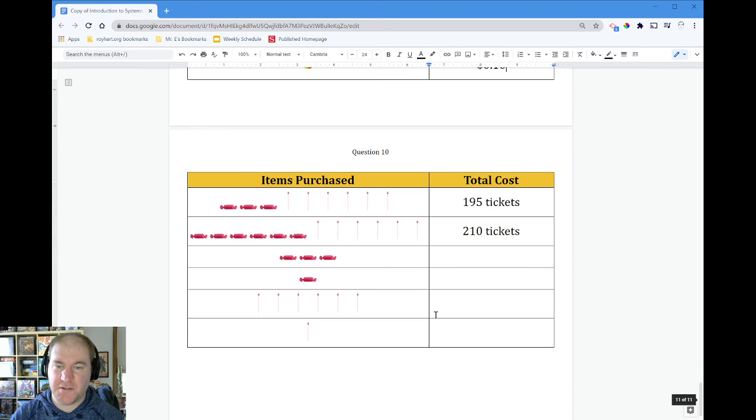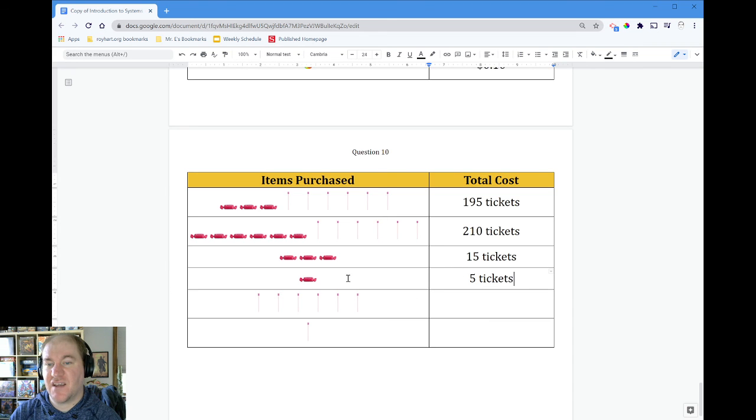And last question. 3 Tootsie Rolls and 6 Pixie Sticks are 195 tickets. 6 Tootsie Rolls and 6 Pixie Sticks are 210 tickets. The difference between these two purchases is 3 Tootsie Rolls, and the difference in the number of tickets is 15 tickets. That means that each Tootsie Roll is 5 tickets.